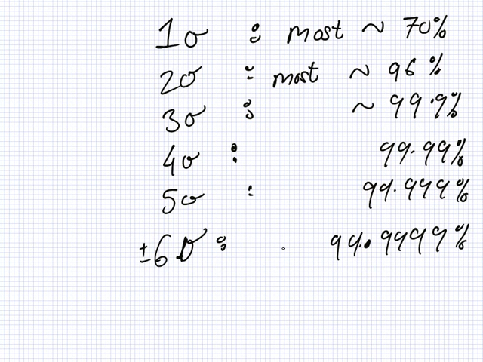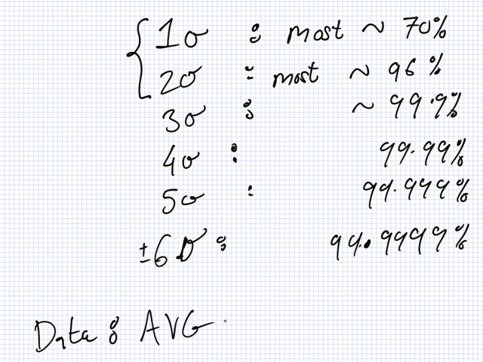So you can't actually reach 100%. There's always a possibility that 1 point is not within the range specified. These are the common ones to use. So you would say the data is the average plus or minus a standard deviation, or sometimes people use 2 standard deviations. And that's really it.